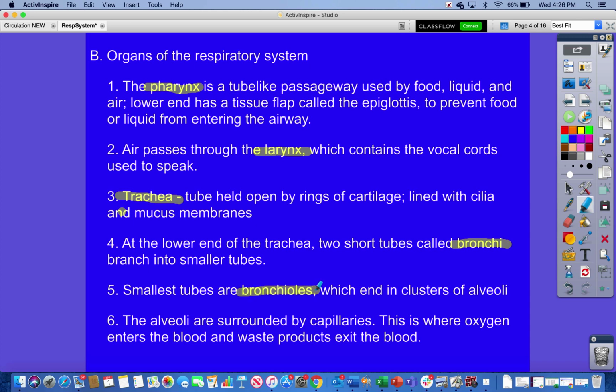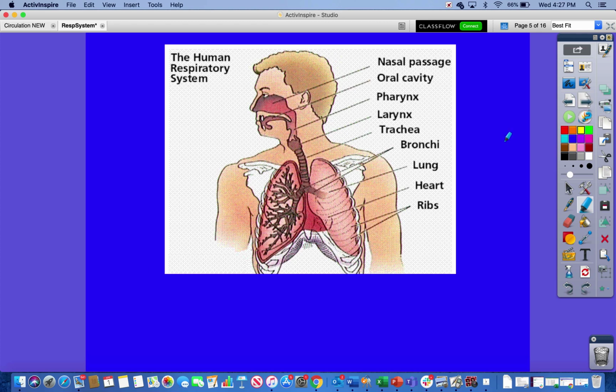We have bronchioles that split off of those bronchi, and then at the end of that we have these little sacs called alveoli, and it's actually at the alveoli where there's an exchange of oxygen and carbon dioxide. You can see a good picture of that on page 561. So I encourage you to look over those parts in your book. Here's a good picture of that as well for you to look through.